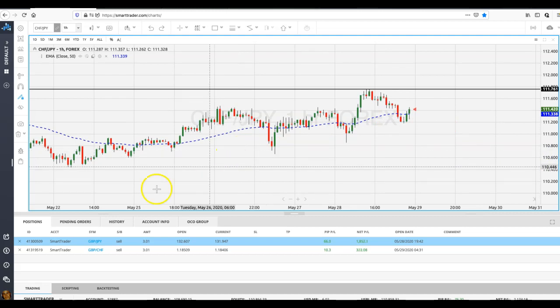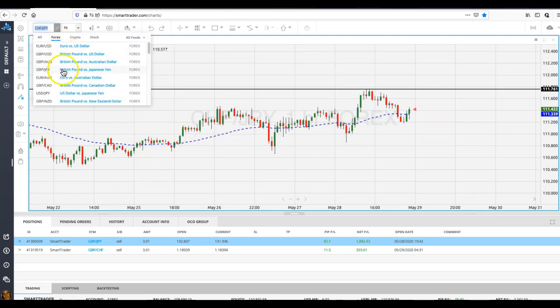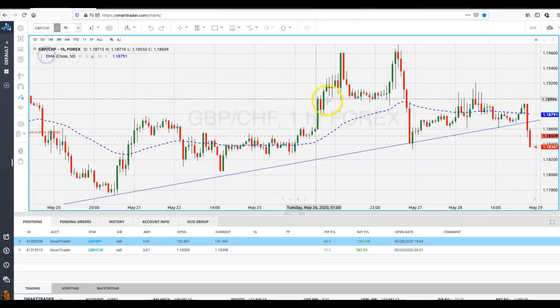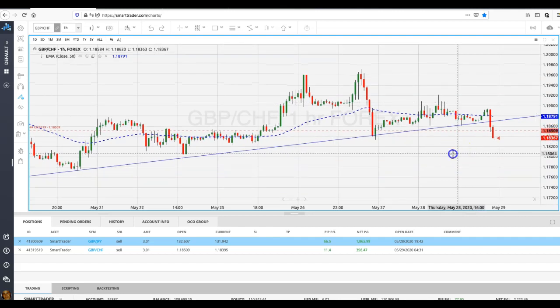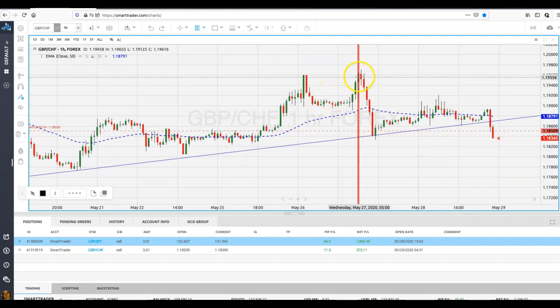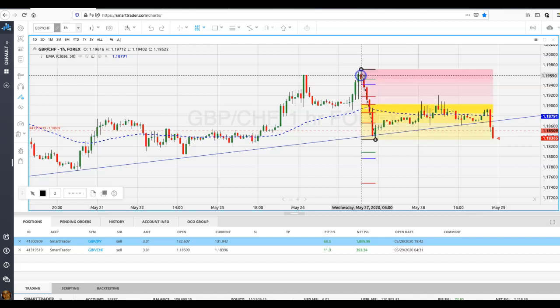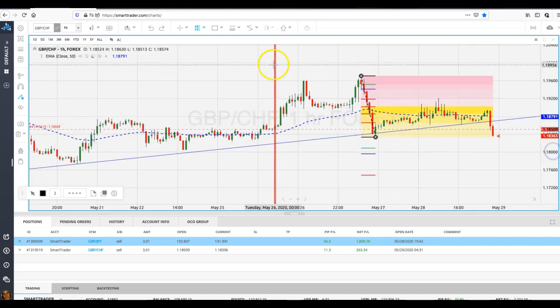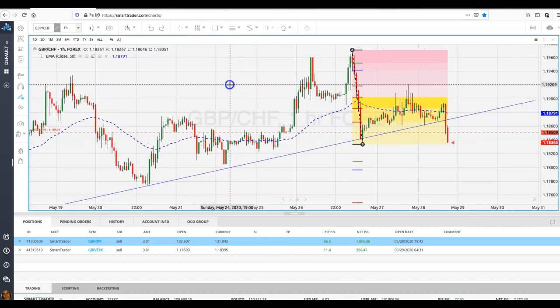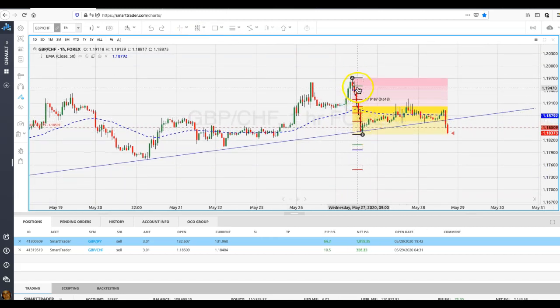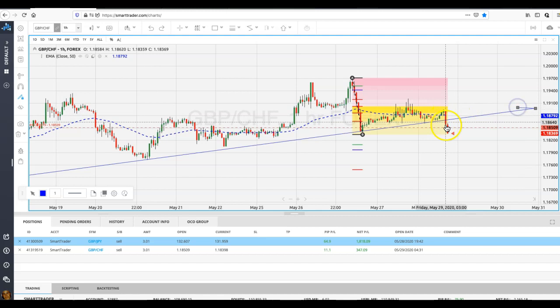So the trade that I'm in right now is pound Swiss, and I'll show you why. There was a trade signal, a nice sell signal on the scalper. So what I did, I took my Fibonacci tool. This is the Smart Trader platform, which is an excellent platform to trade because it's got so many great tools, like the automatic Fibonacci tool. Price retraces up to a Fibonacci, breaks the trend line, and there's the trade. So that's why I took that trade, because it broke the trend line.